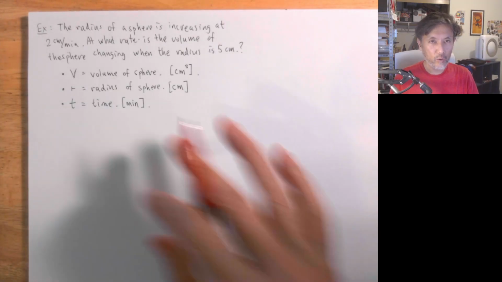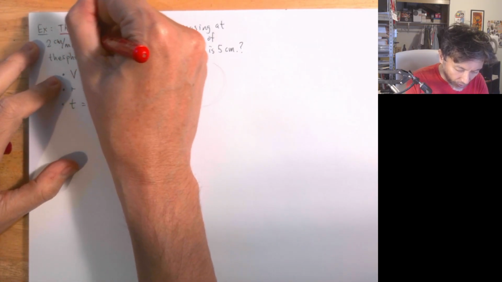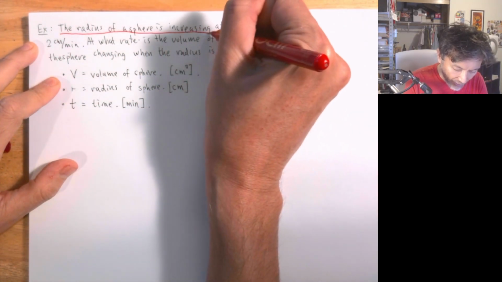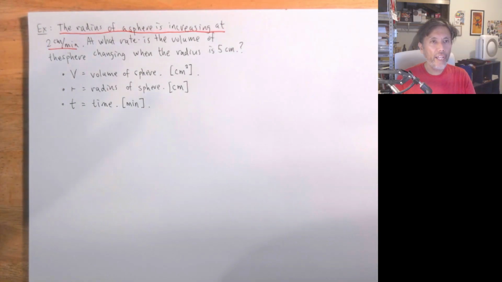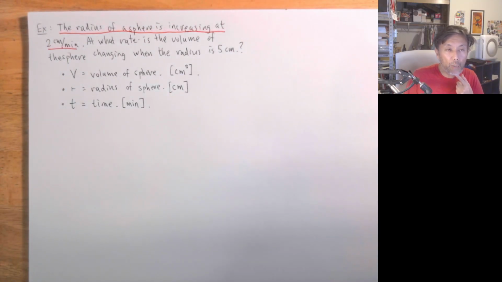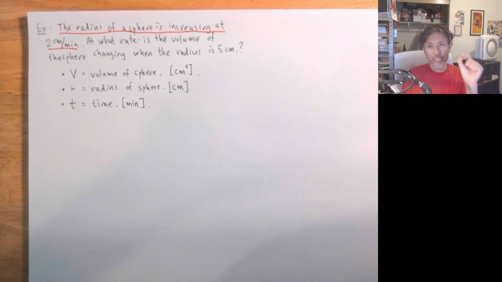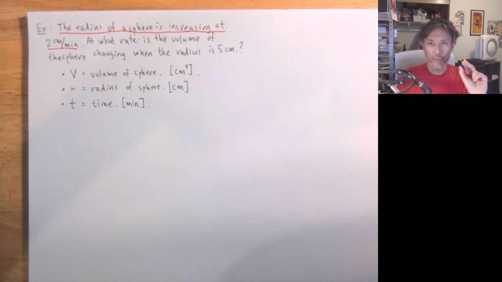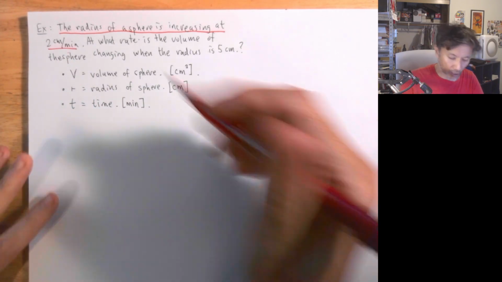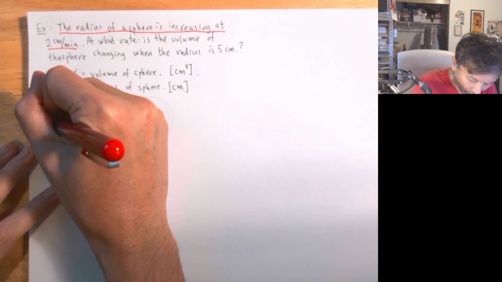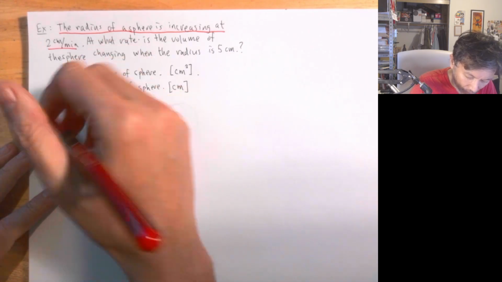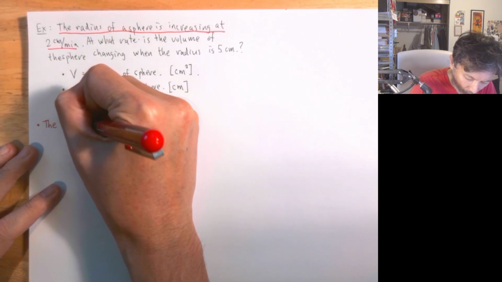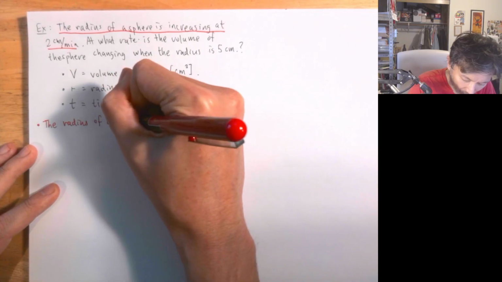Let's decompose these words into pieces. For example, I want to look at in red here this first statement. The radius of a sphere is increasing at 2 centimeters per minute. Now we need to translate that statement into a mathematical statement, into a mathematical equation in particular. So let me write that down. I'm going to write all this down. I'm being very, very meticulous in this first problem here. I will be less meticulous later.